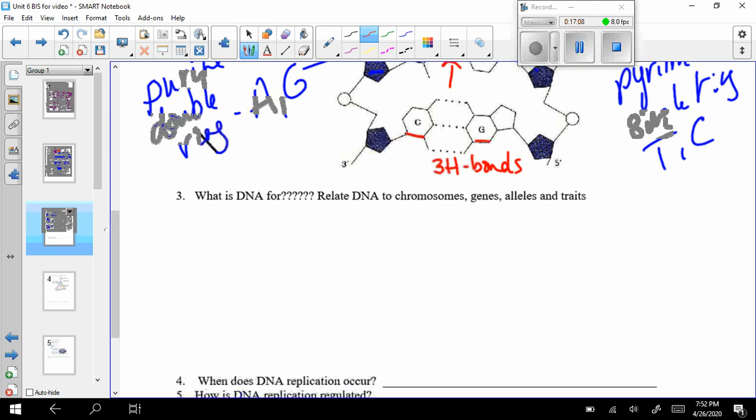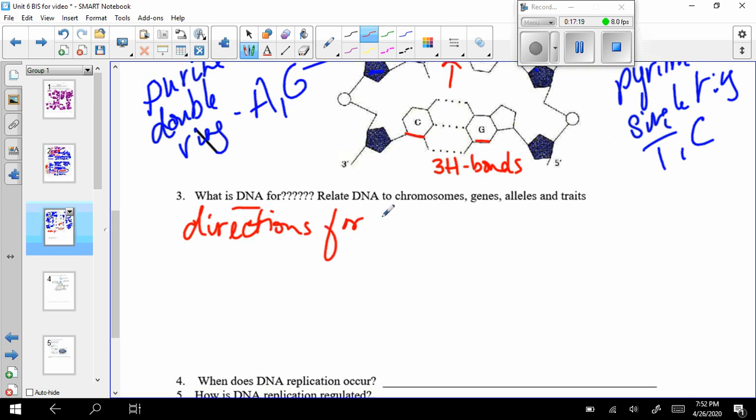All right, what is DNA for? Relate DNA to chromosomes, genes, alleles, and traits. First of all, DNA is the directions for building proteins.